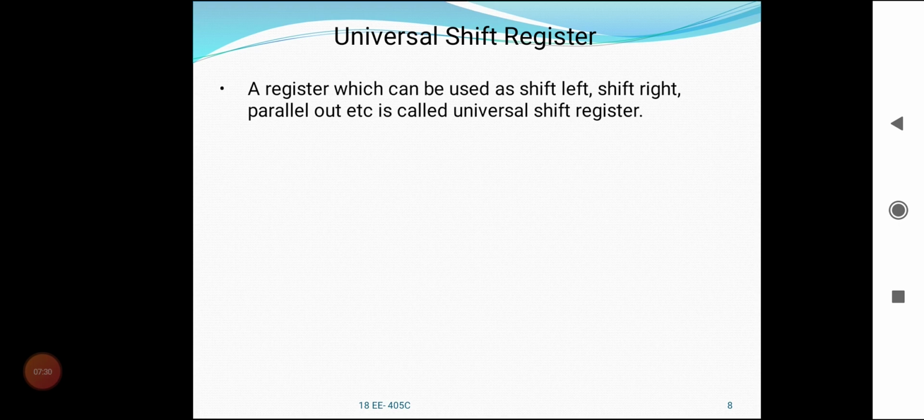The universal shift register, a register which can be used as shift left, shift right, parallel in, parallel out, etc., is called a universal shift register.